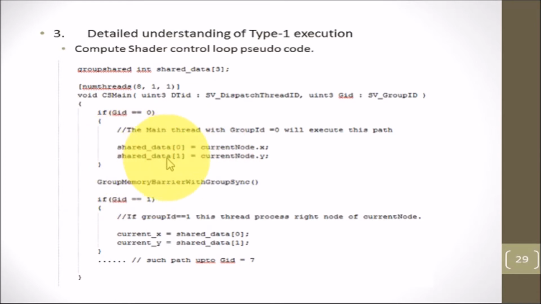Now once the current node data has been stored here, all the other threads will read this data from shared data like the current, and each of these threads will process the neighboring nodes. So let's say if there is a node, and in our case in the grid map we will process the adjacent 8 nodes of the current node. So there will be all the eight threads processing on different nodes.